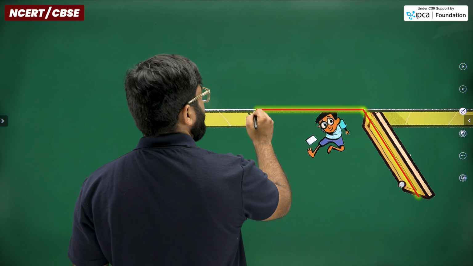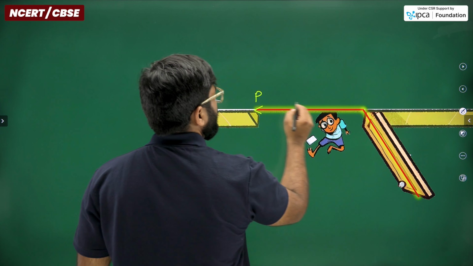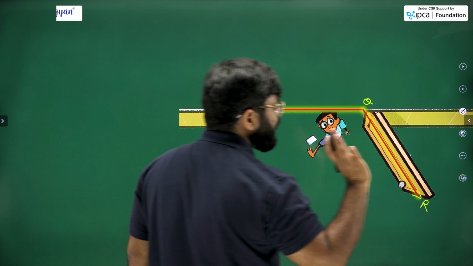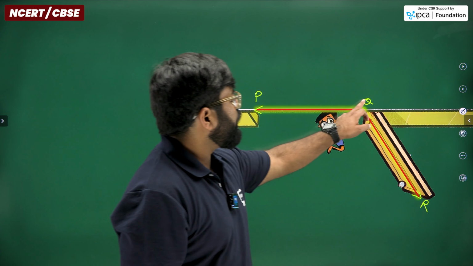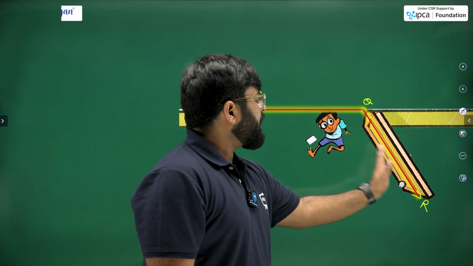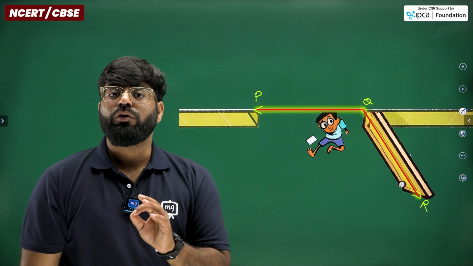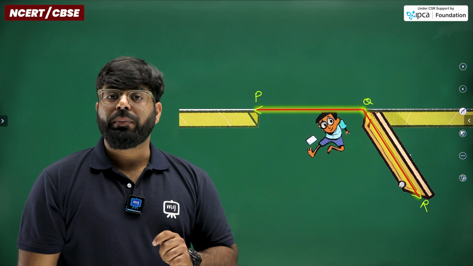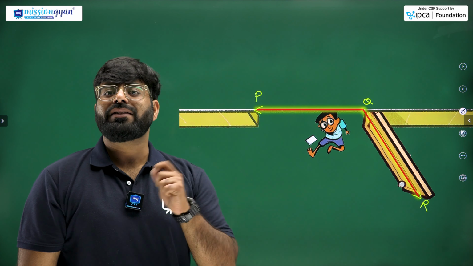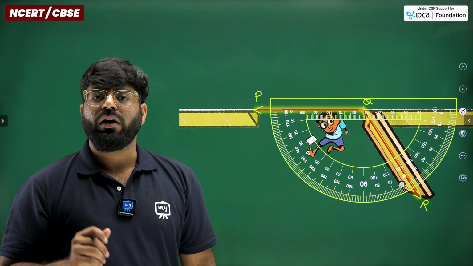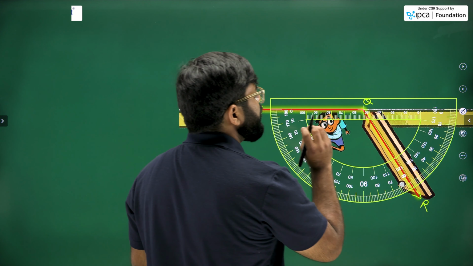So let's give it a name. We will name it P, Q and R. Is that correct? We have named the angle PQR, and this door is open and we formed this angle here. Correct? Now we have to measure the angle of this open door. So is it possible? Let's take a protractor and check whether we will be able to measure the angle or not. So we will be able to measure the angle.